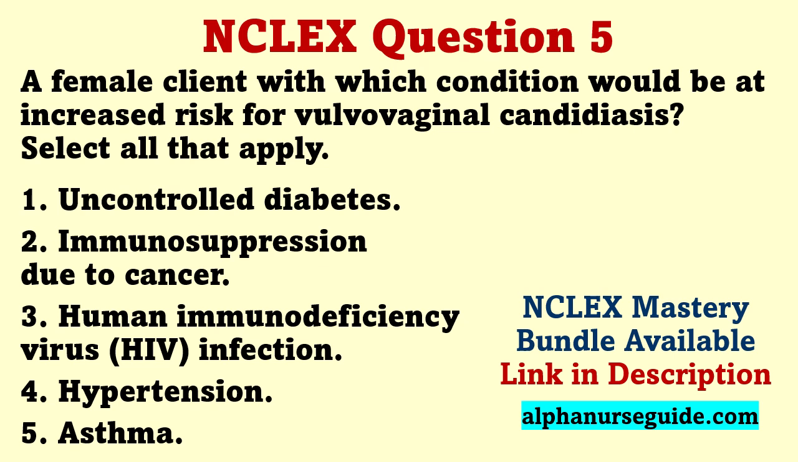The correct answers are 1. Uncontrolled diabetes. 2. Immunosuppression due to cancer. And 3. Human immunodeficiency virus infection. Women with underlying medical conditions, such as uncontrolled diabetes, and HIV infection or cancer-causing immunosuppression, correlate with an increasing severity of candidiasis. Hypertension and asthma are not related to immunosuppression or complicated candidiasis.